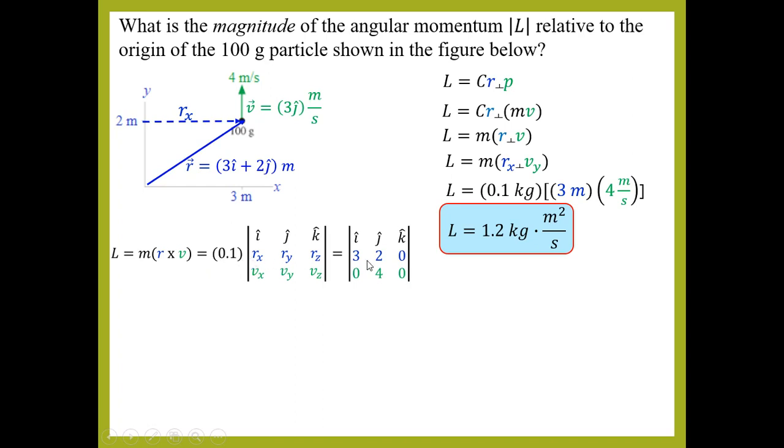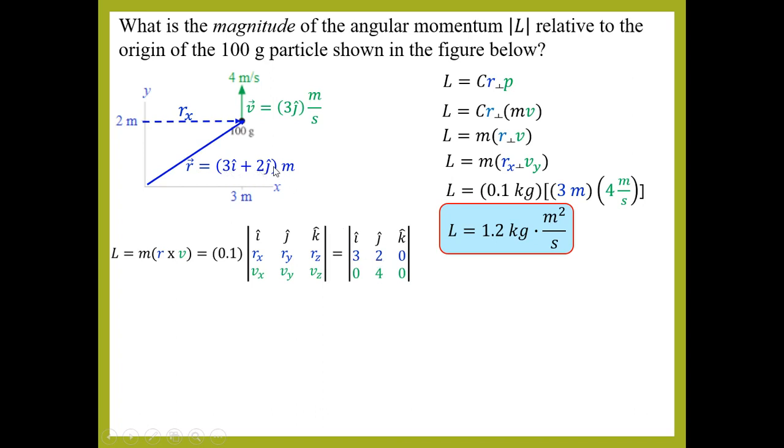And here's the general format. So Rx, Ry, Rz, Vx, Vy, Vz. And then these numbers come from the R vector itself. In this case, 3 is the i component, which goes there. And then this is a positive 2j, so the coefficient of 2 goes there.